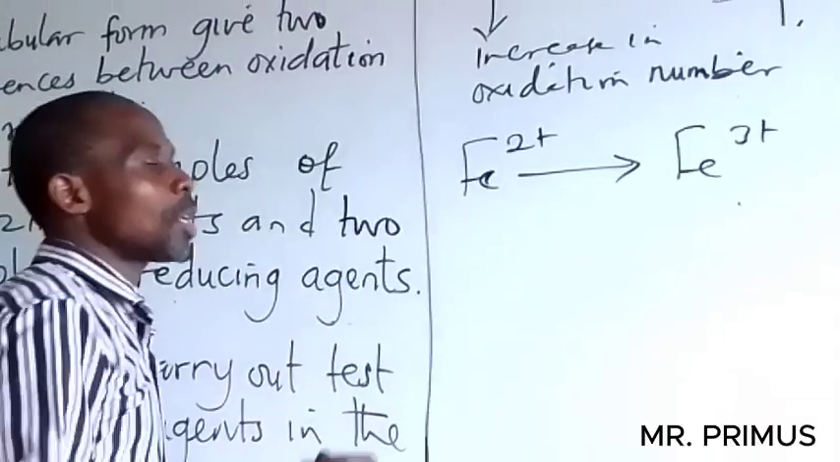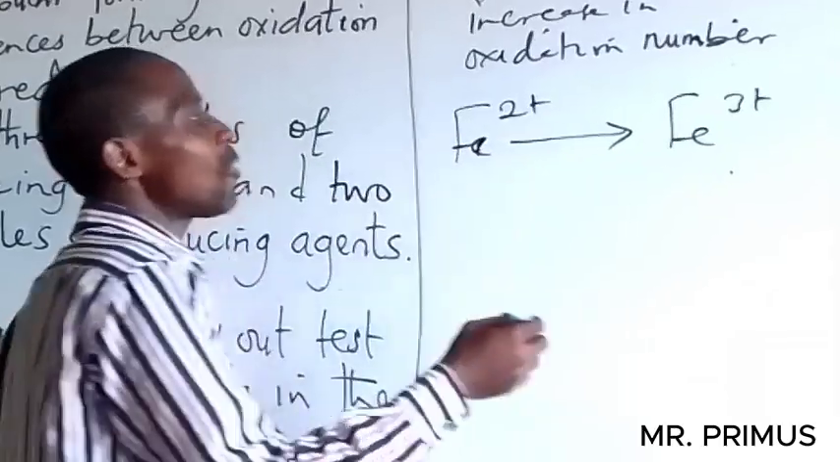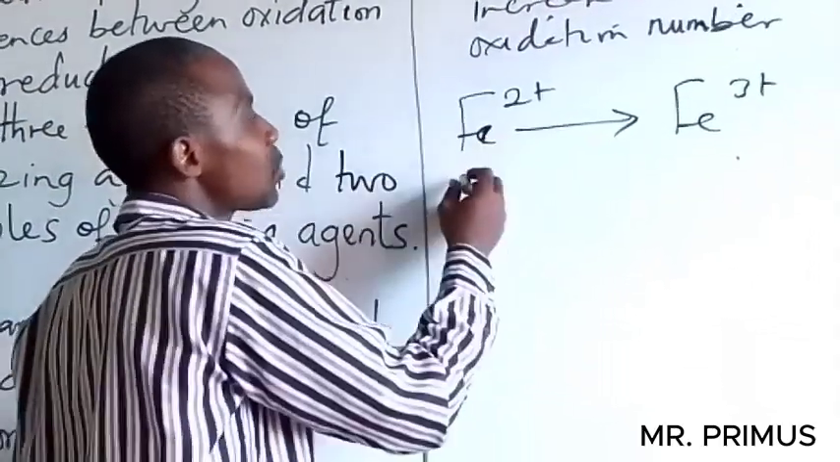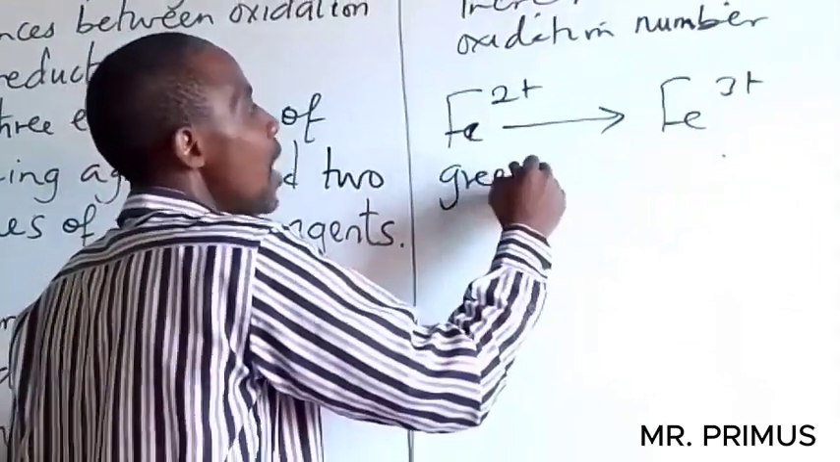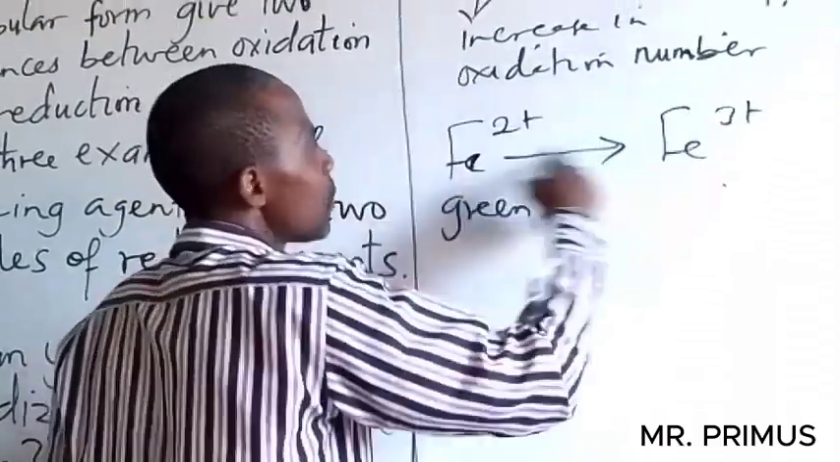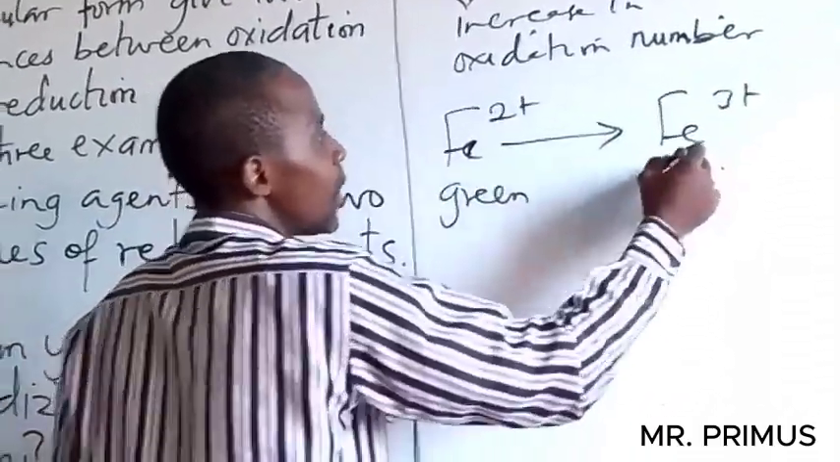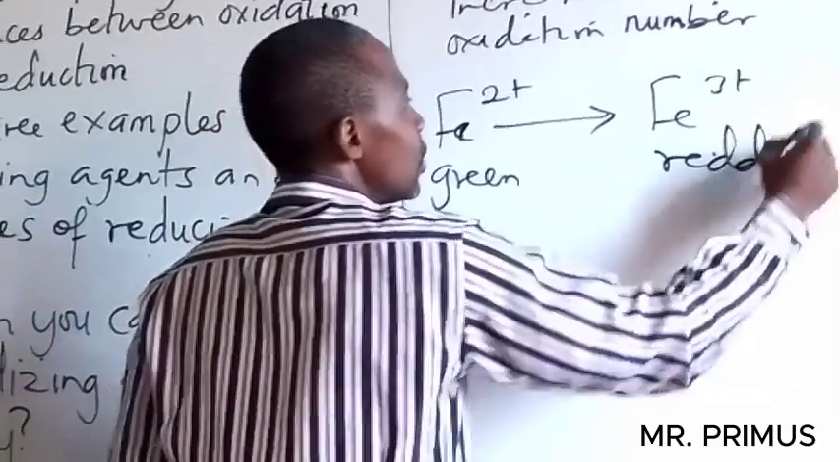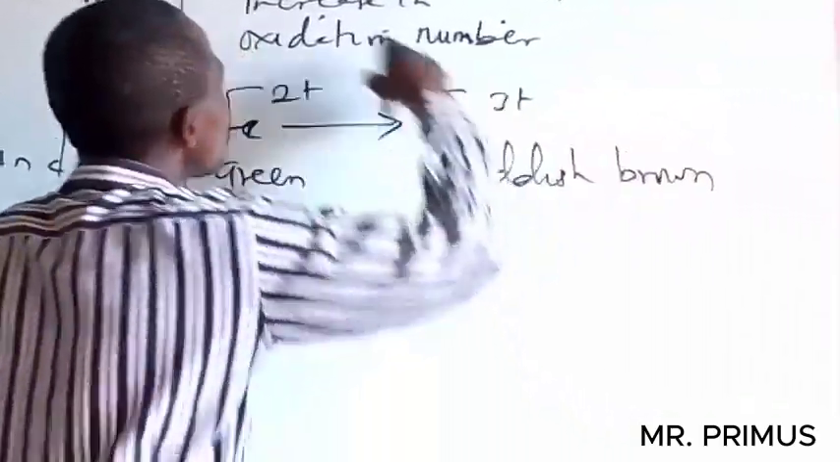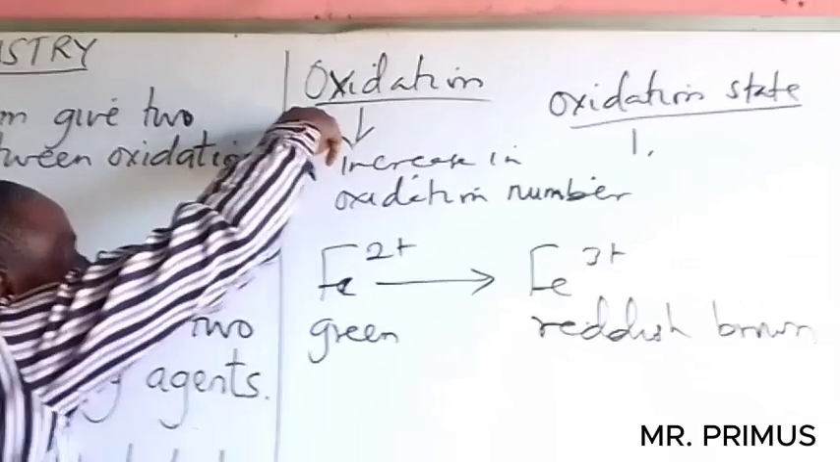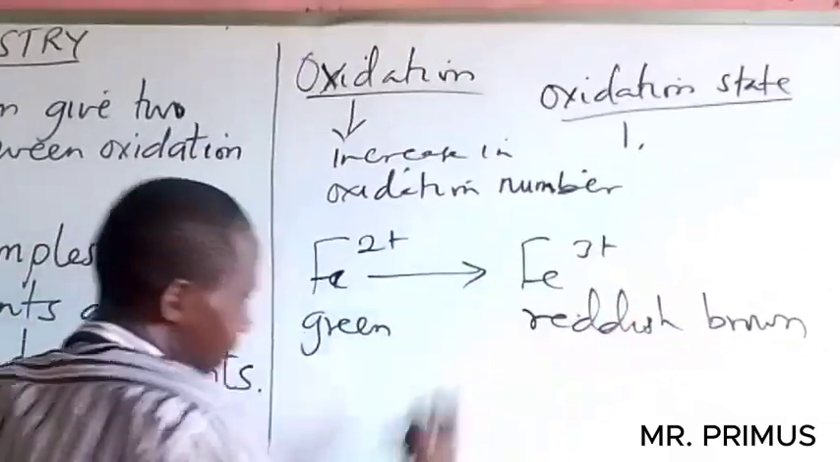Alright, thank you very much for that. So if you have this ion oxidizing, this one is green. When it moves from green, from 2 to 3, it is oxidation. This one is reddish brown. So this oxidation can only be brought about by oxidizing agents.